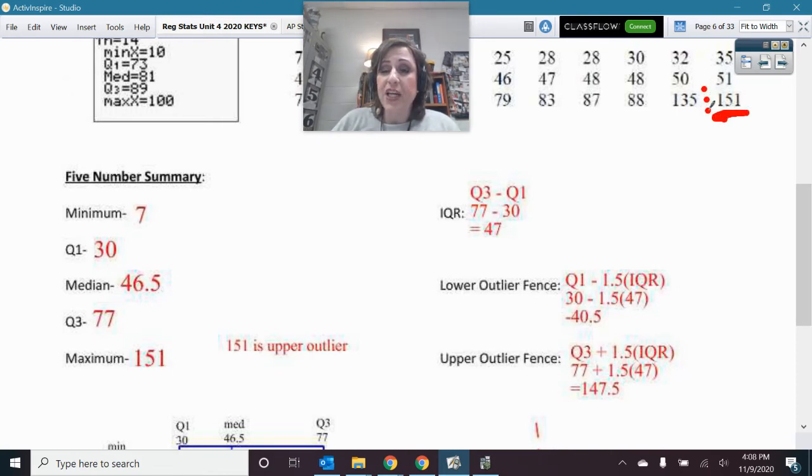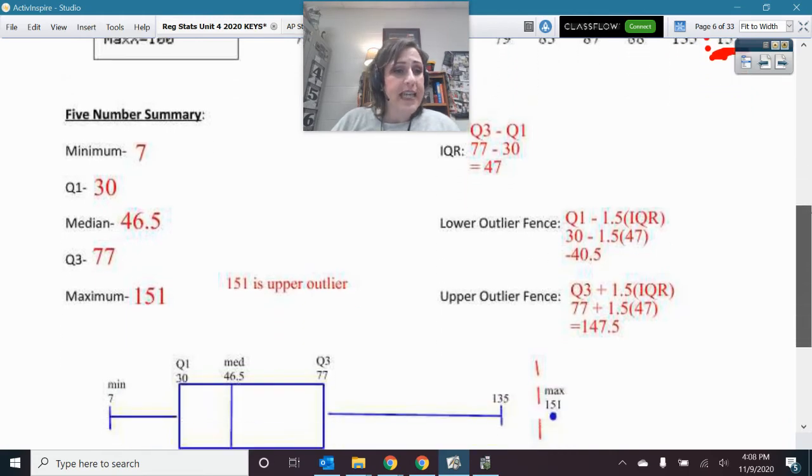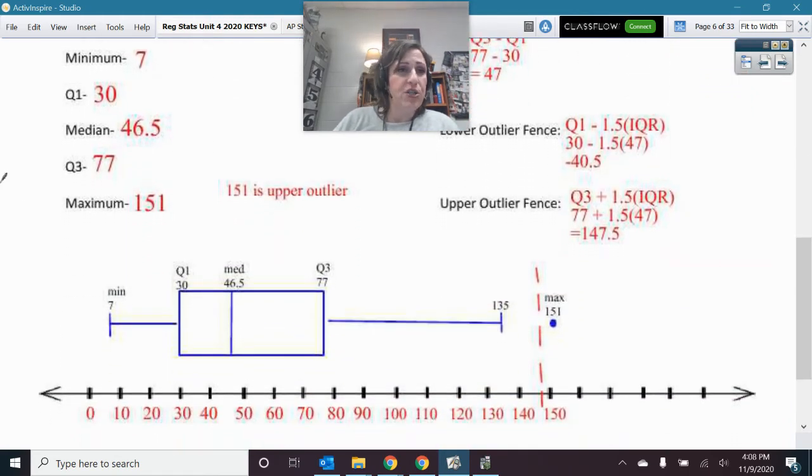My fence is going to come between 135 and my 151. So scale. I'm going to do my scale from 7 all the way up to 150. I'm going to go by 10s because that's a pretty big spread, pretty large range. So 0, go by 10s, and I went up to 150. I guess I should have put 160 on there.